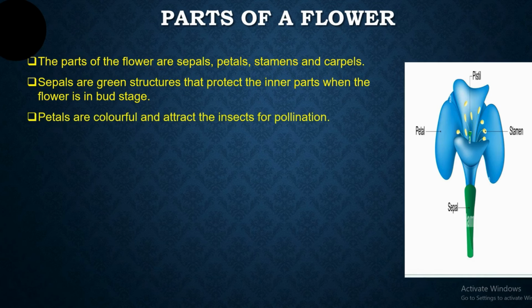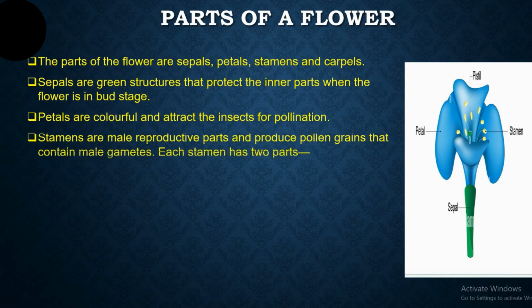Then we have the petals, the colorful part of the flower. The colorful petals allow insects to get attracted for pollination. So the petals will attract the insects for pollination.